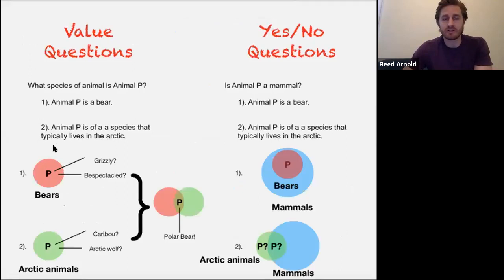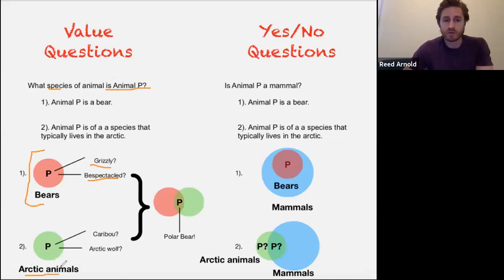Well, if we look at these sections here, if we look at the circles, okay, and again, this uses outside knowledge. I don't expect you to know all this about bears. But if you're a bear, it turns out there are actually 8 species of bear. And so am I a grizzly bear? Am I a bespectacled bear? Am I a black bear? Am I a polar bear? That's not enough to answer what species animal P is.